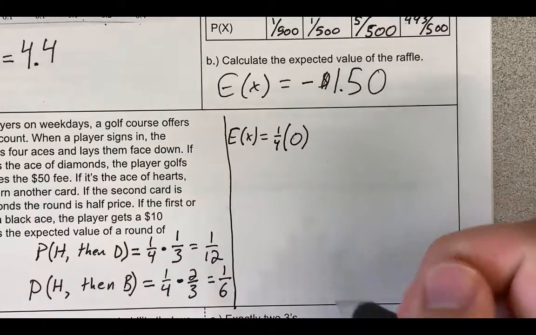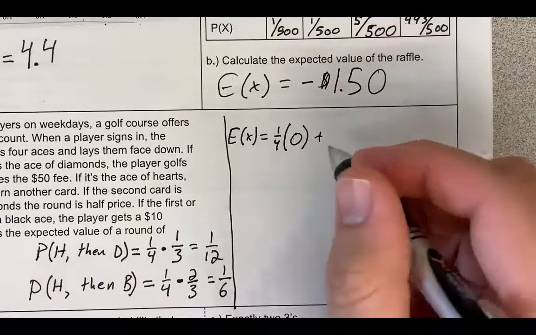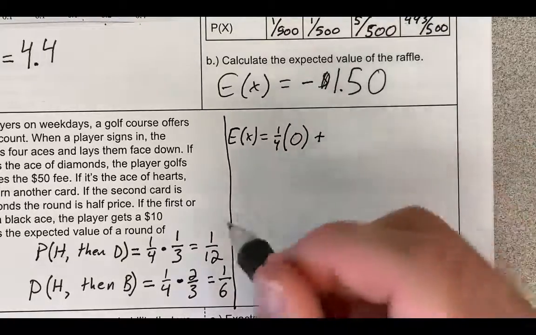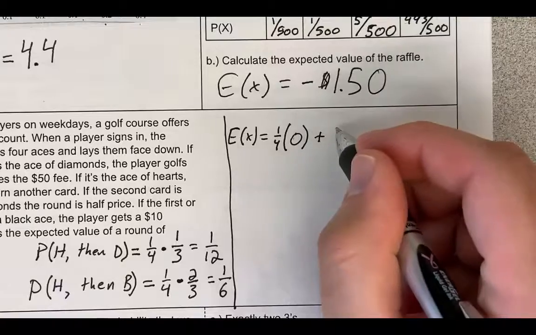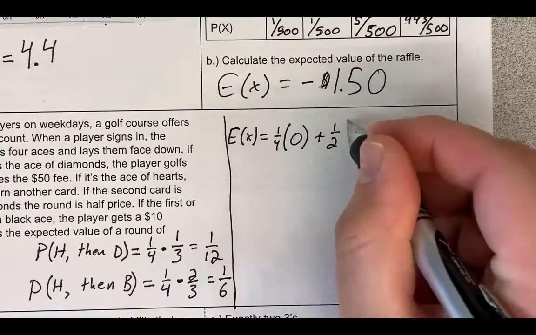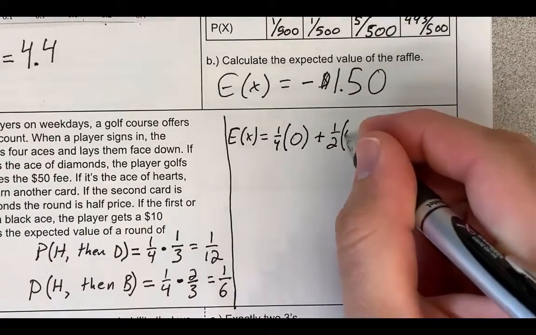Okay? Plus the probability that you get a black card on the first or the second draw. That's 1/2. Or sorry, on the first draw. So that's 1/2. If you get a black card on the first draw, you're going to get a $10 discount. So you'll pay $40.